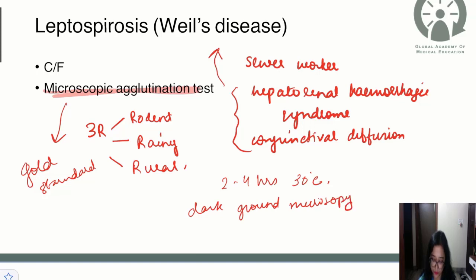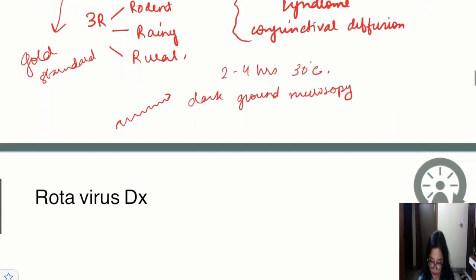Dark ground microscopy, we can see in the dark background the fluorescent organisms. They will have a coil structure with a curved ending. So this is the microscopic agglutination test used for the diagnosis of leptospirosis.